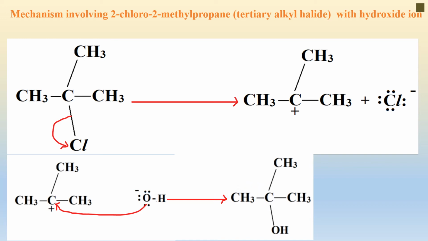Now, you can see the difference between a primary alkyl halide and a tertiary alkyl halide when you look at their mechanisms. The primary alkyl halide undergoes only one step in its mechanism, but this tertiary alkyl halide has 2 steps. And then we want to know which type of mechanism this is. We saw that the primary alkyl halide undergoes the SN2 mechanism.